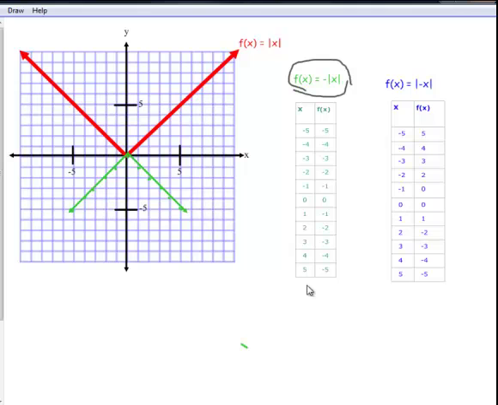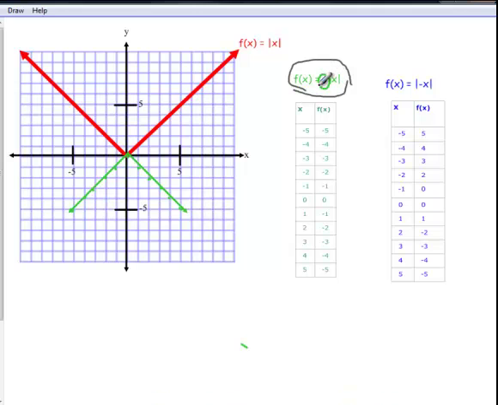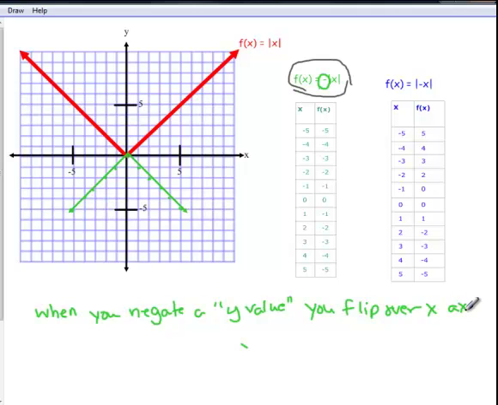Now notice there's no shifting going on here. I'm not adding or subtracting or doing anything like that. In fact, I'm multiplying by a negative. And if you remember from geometry, when you negate a y value, you flip over the x-axis. And that's what this graph exactly did. It flipped over the x-axis.